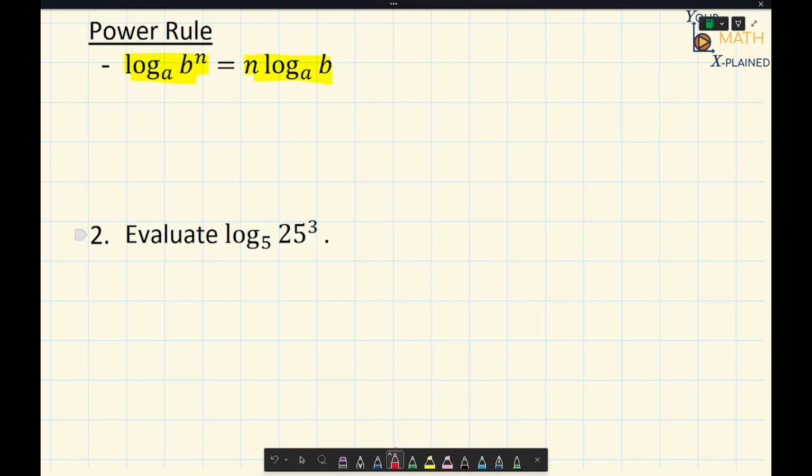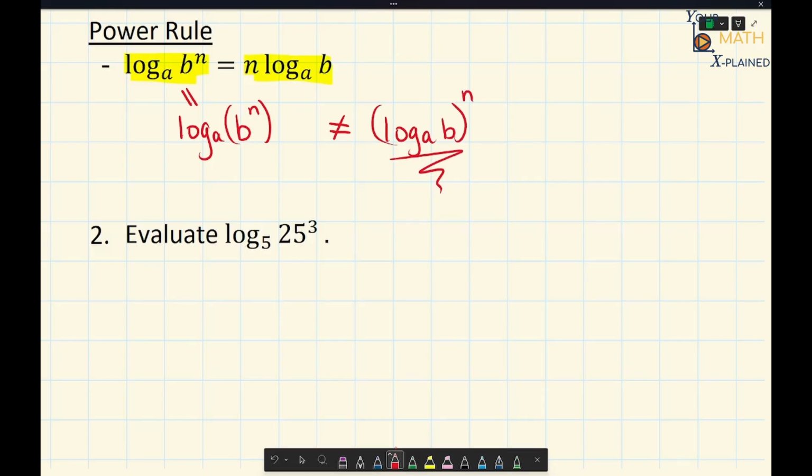So one very important point here is that b to the power of n is the input that we're putting into this log function. So this is what we mean by log base a of b to the power of n. And this is not the same as log base a of b, all to the power of n. So if you see something like this part here, then we cannot use the power rule. Power rule only applies when the exponent is inside the log.